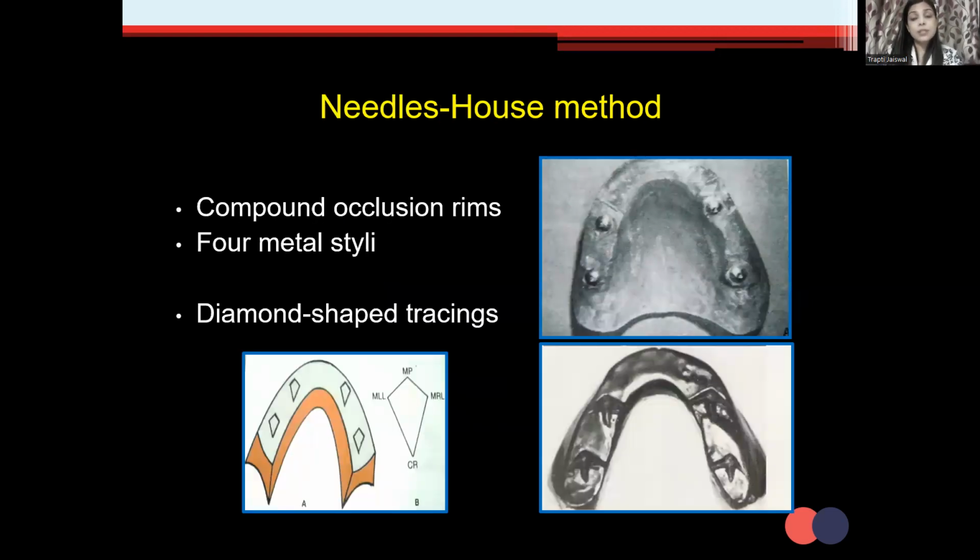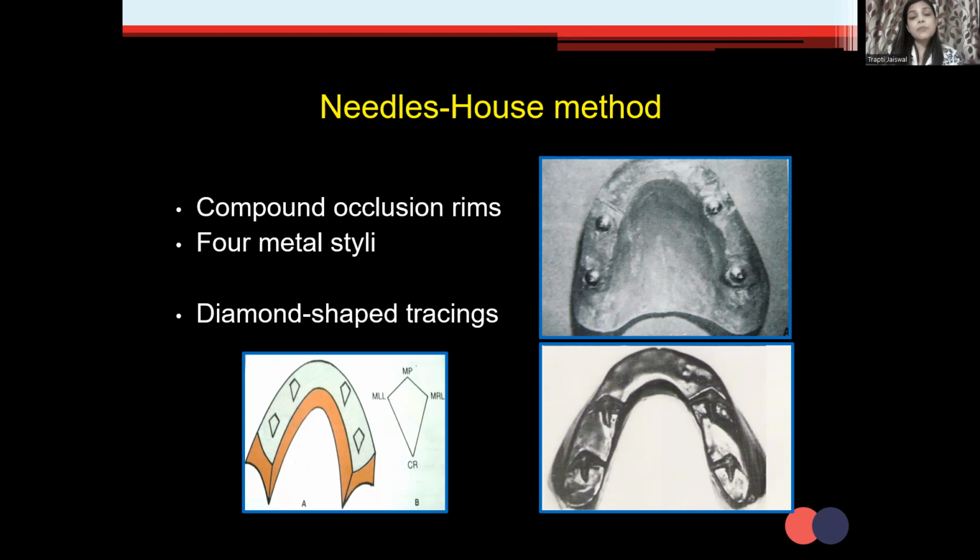Next is the Needlehouse method. In this method, occlusal rims are made of impression compound. And 4 metal beads or styli are attached on the premolar and the molar regions on the maxillary occlusal rim. So now this is also a functional method. So the patient is instructed to perform mandibular movements.